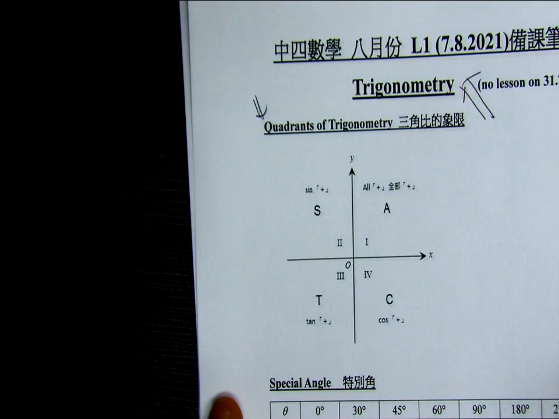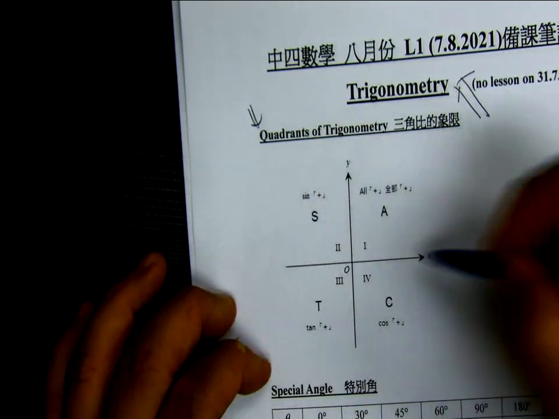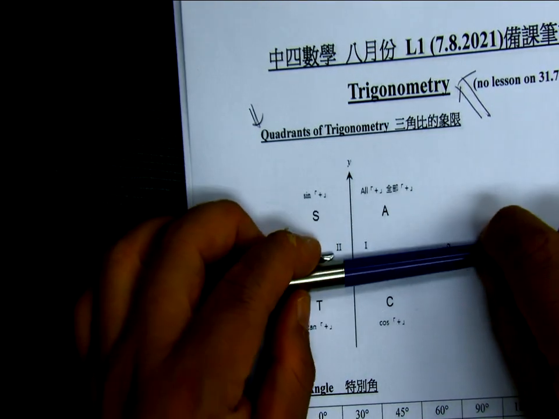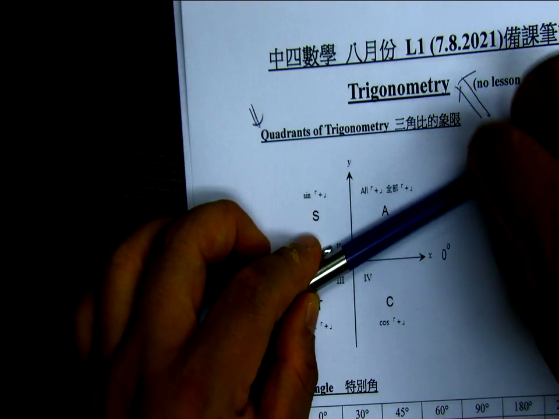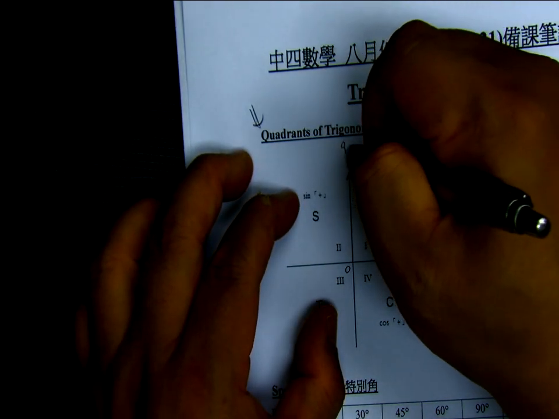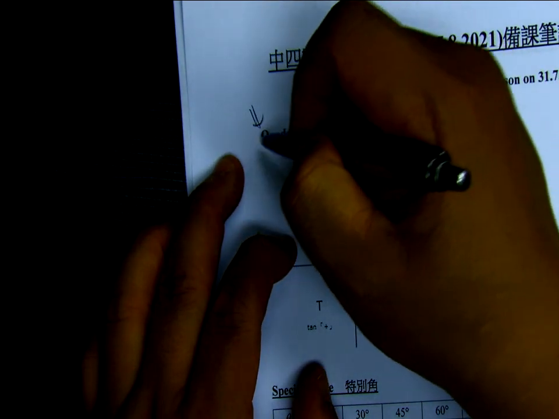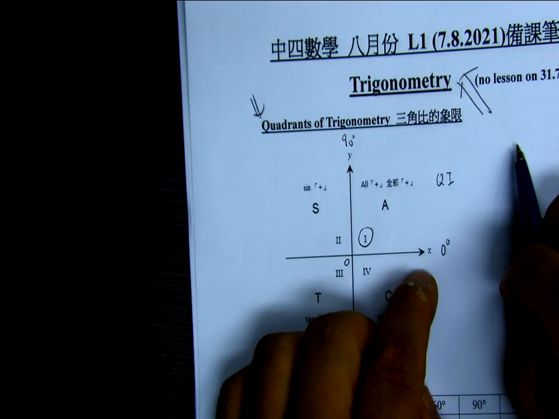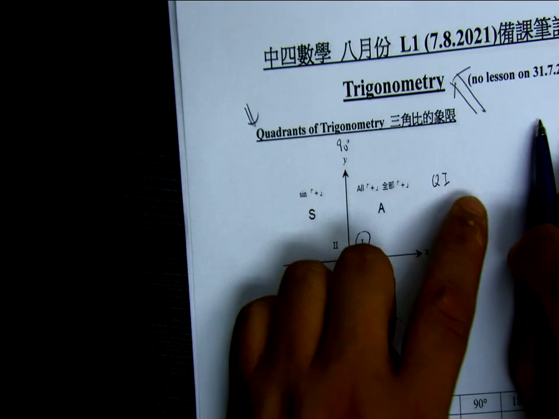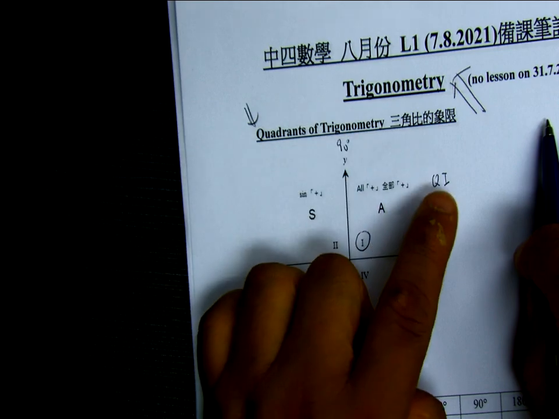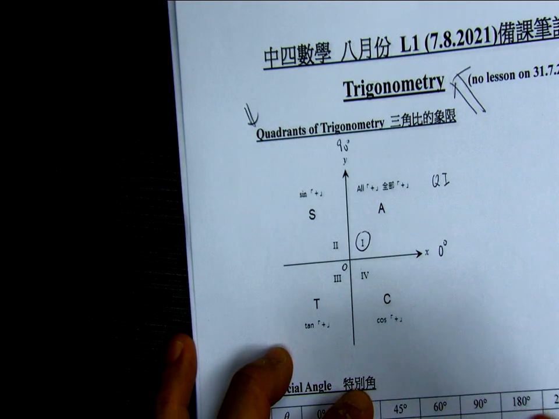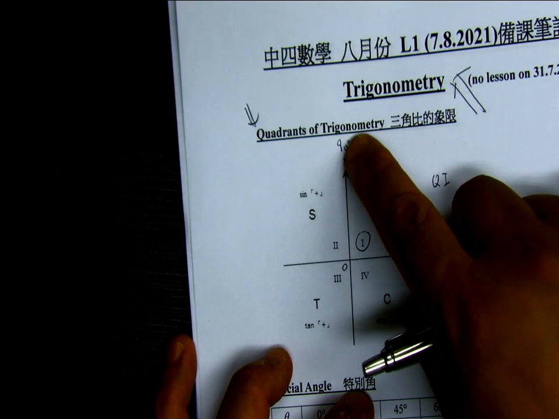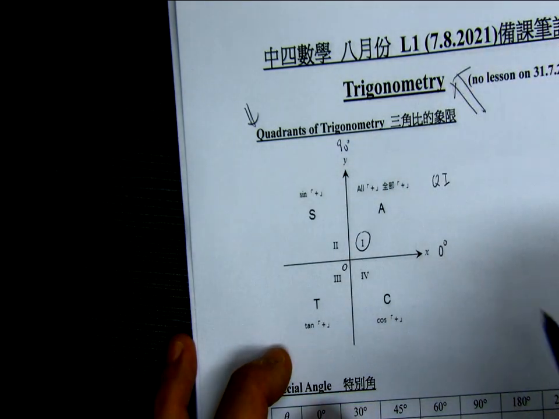What is meant by quadrant? We say that this is the x-axis, where we call here 0 degree. And the angle rotates anti-clockwise from 0 degree up to 90 degree here. And this is quadrant 1. That means quadrant 1 is the angle of 0 degree to 90 degree. Any angle below belongs to quadrant 1, but this does not include 0 degree and 90 degree. 0 degree and 90 degree do not belong to any quadrant.